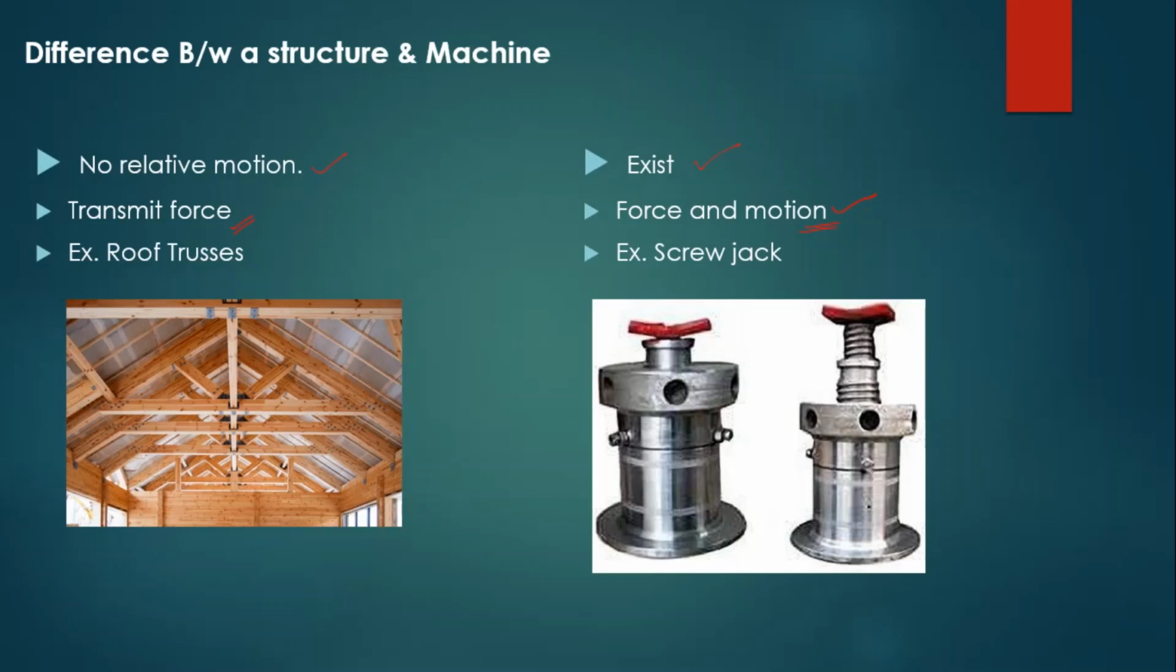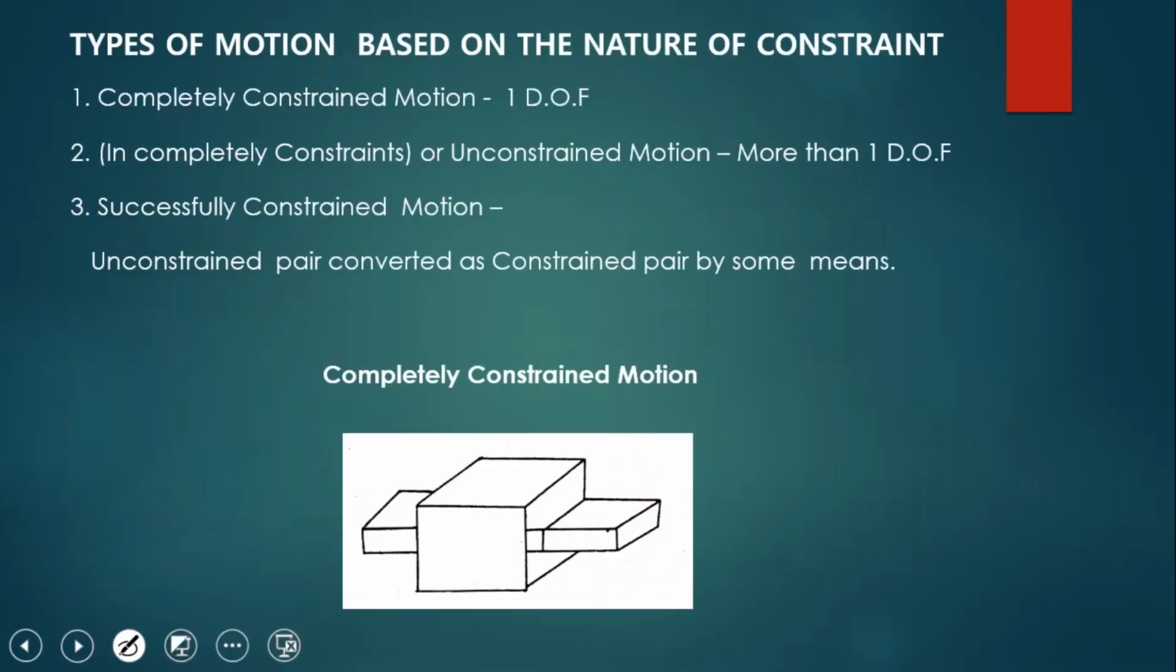Then there are so many practical examples. For example, here I have mentioned roof trusses as an example for structure, whereas for machine, washing machine, cars, toys, lathe, here I have mentioned screw jack. Okay, that we will discuss in our next video. Okay, thank you.